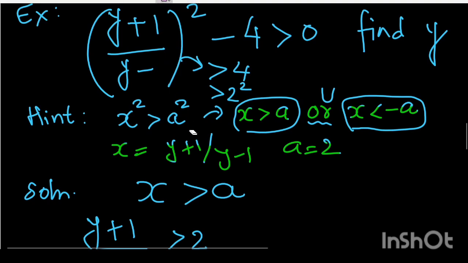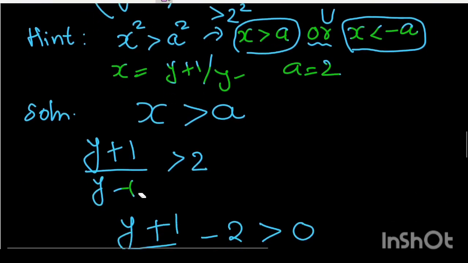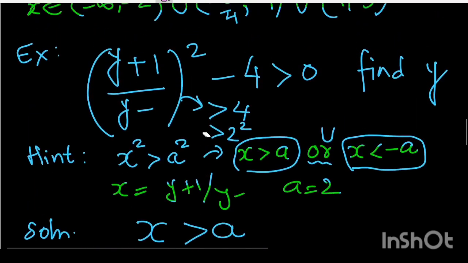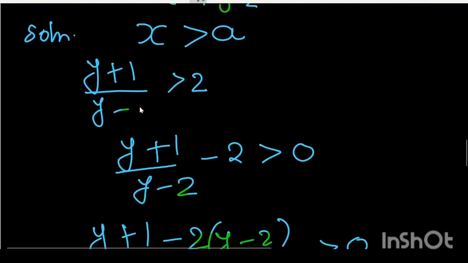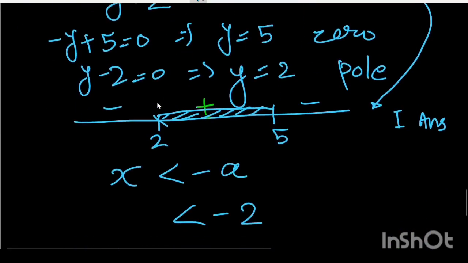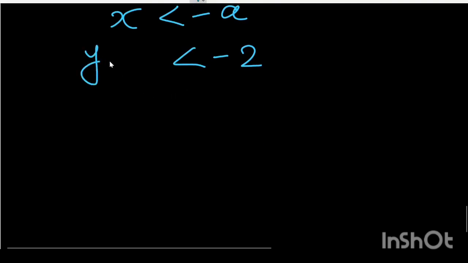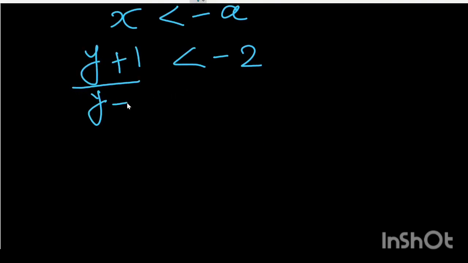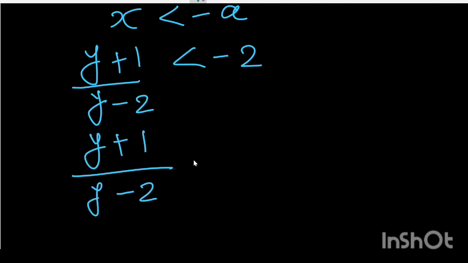So here minus 1 I will rub and I will replace it by minus 2. Minus 2 upon minus 2y minus 2, minus 2. So y plus 1 upon y minus 2 is x. Y plus 1 upon y minus 2 we will take on the left hand side. So minus 2 will become plus 2, less than 0.